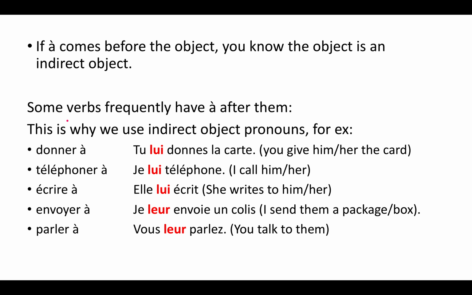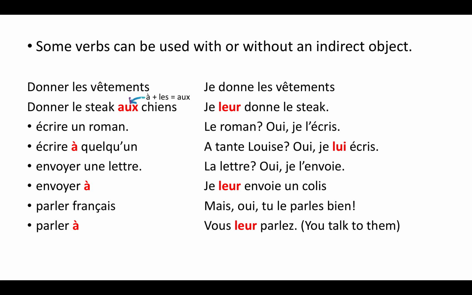Maybe you are just now learning indirect object pronouns, or maybe you've moved on and this is review. But this is why we say tu lui donnes la carte. Even if I were saying you give her the card, we say tu lui donnes la carte. Lui is the indirect object pronoun for la and for le. Okay? But as it turns out, there are some verbs that don't always have to have à.